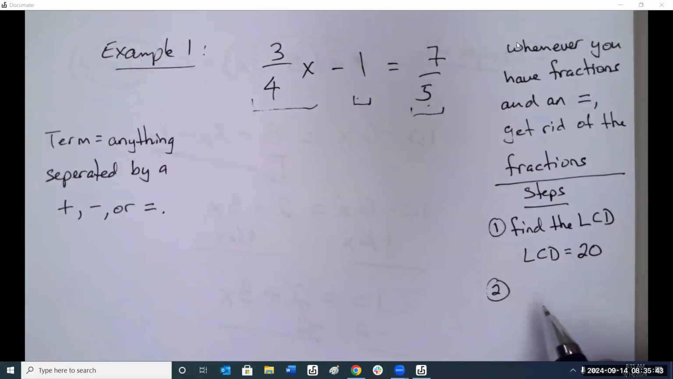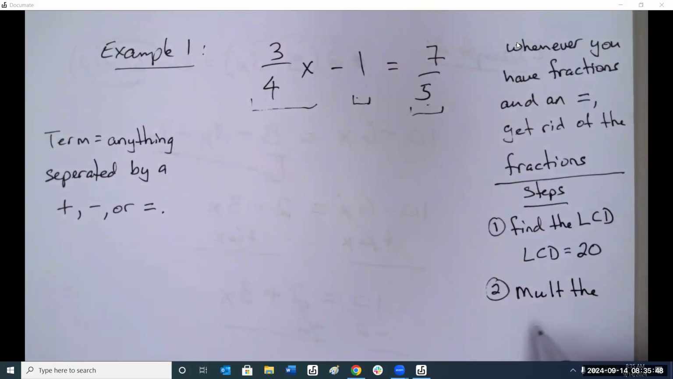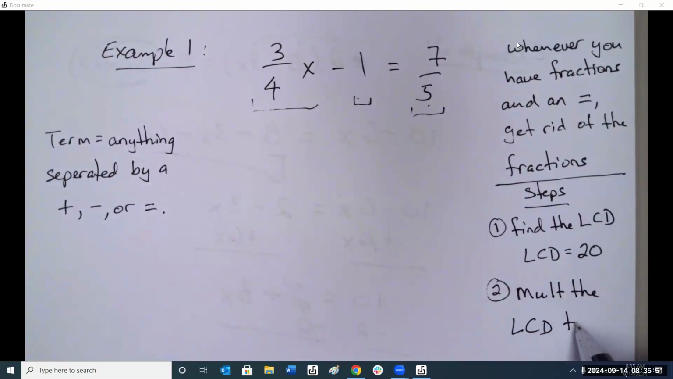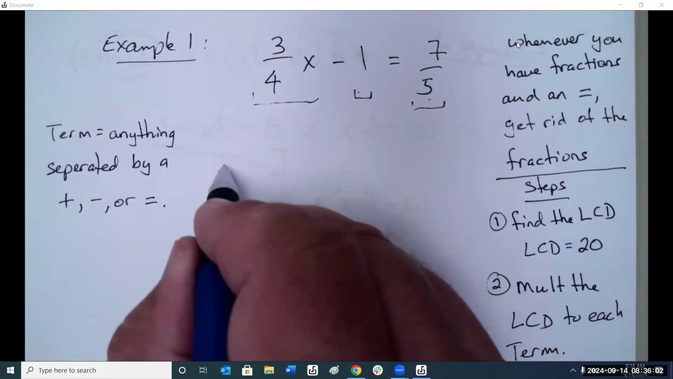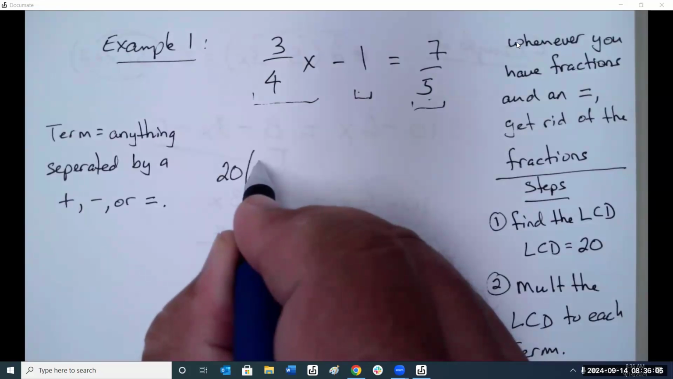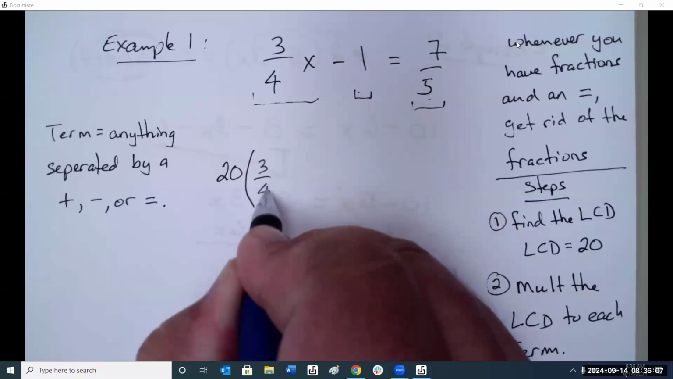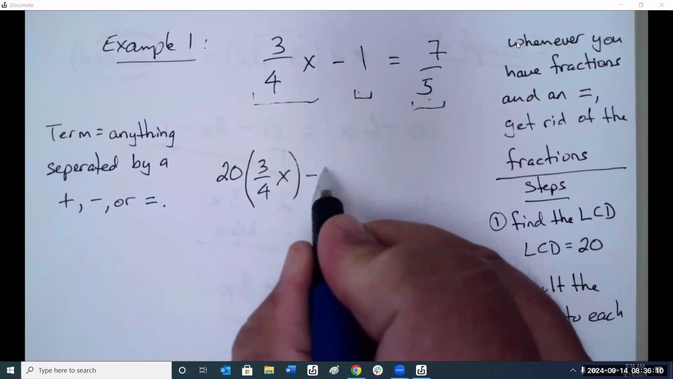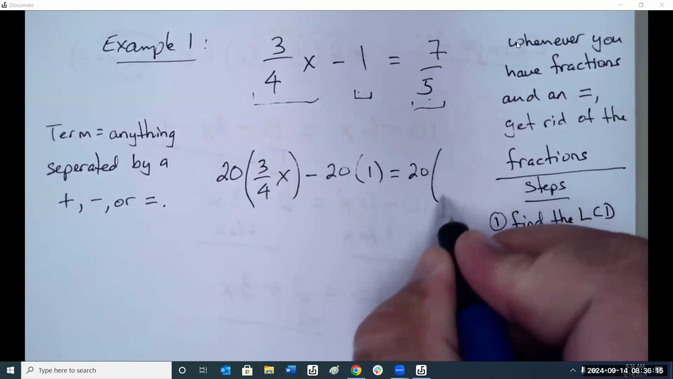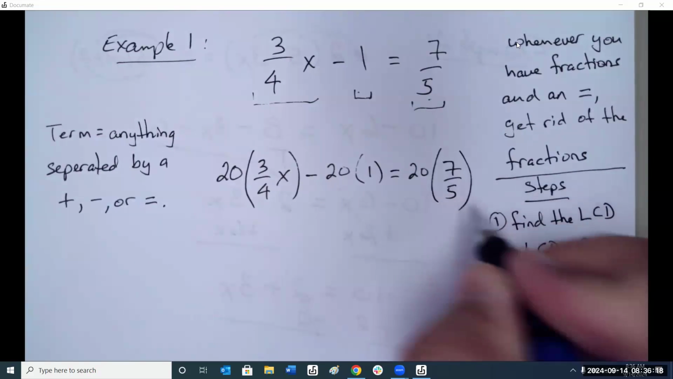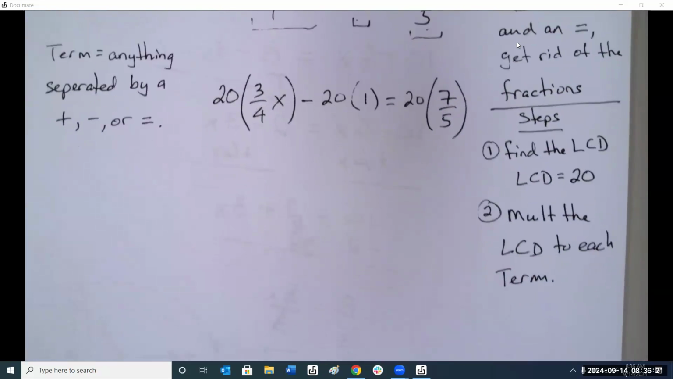So second step: multiply the LCD to each term. So we have 20. Put the terms inside parentheses. Minus 20 times 1 equals 20 times 7/5. I multiply the LCD to each term.